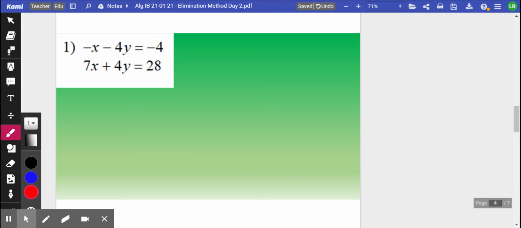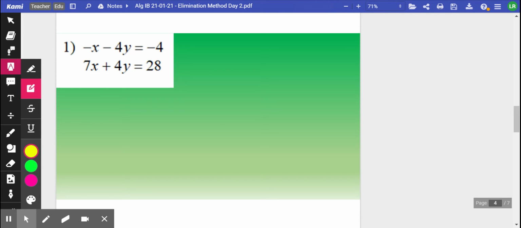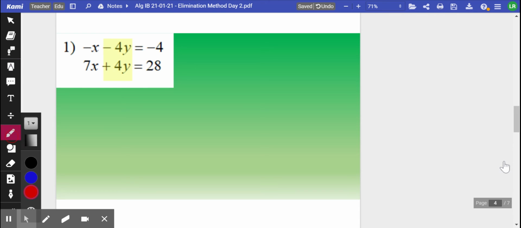All right. Now, for this particular one, the thing you always want to check before you do the problem is to see if you already have opposites. And if I look here, right there with my y's, I already have opposites. So I don't need to make opposites if they already exist. I get to go to step 2, add my equations together.